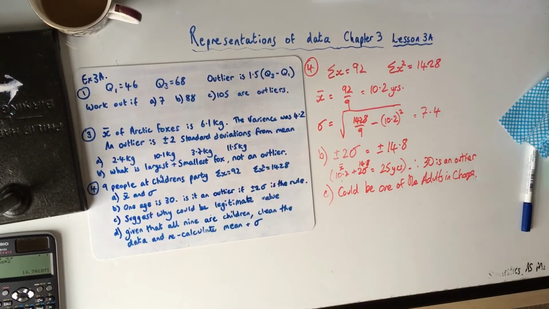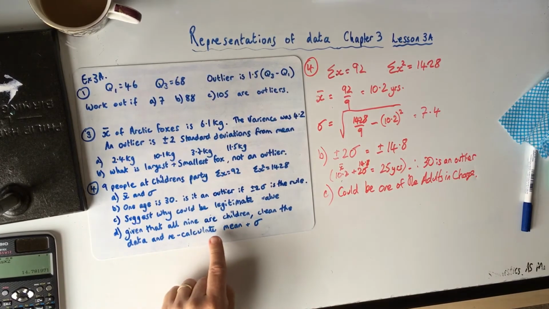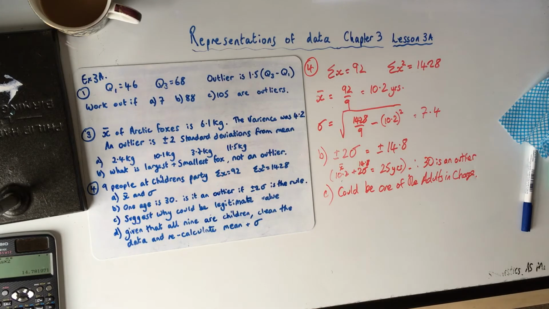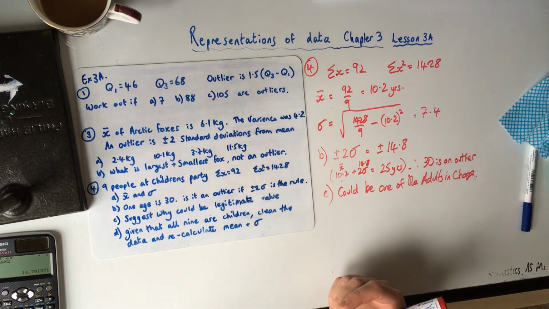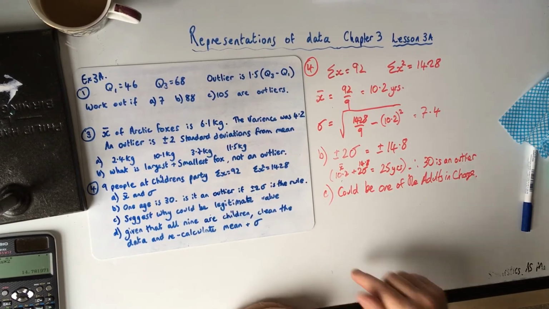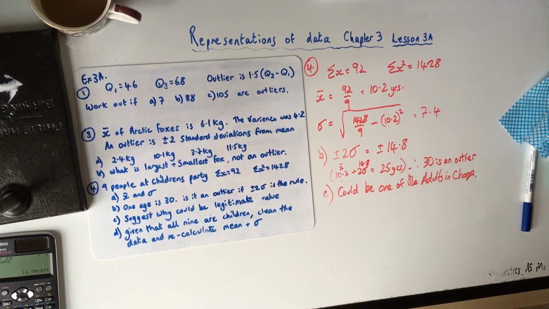There you go. But then it says, given that all 9 are children, clean the data and recalculate the mean and standard deviation. So actually somebody has entered this data incorrectly. I remember in the first chapter we talked about dirty data. In other words, data is only as good as the person putting it in, and somebody has typed in the wrong number here. Maybe they were 3 years old and they pressed a 0 and put them in as 30. So it's telling you now that that is an incorrect piece of data or a data value.